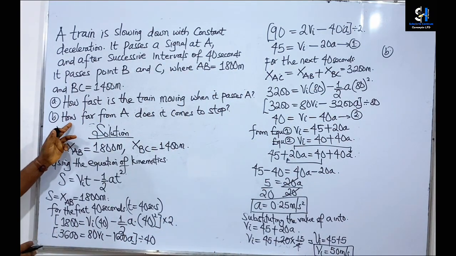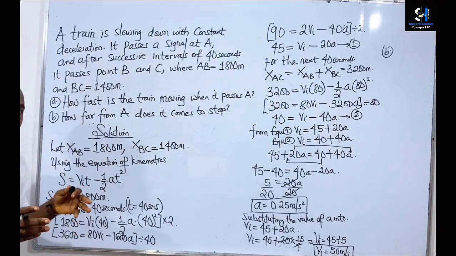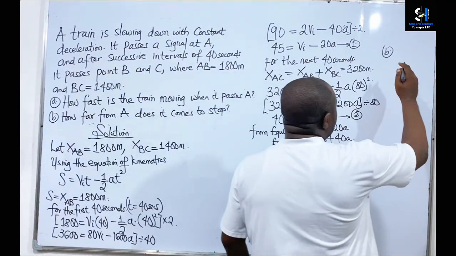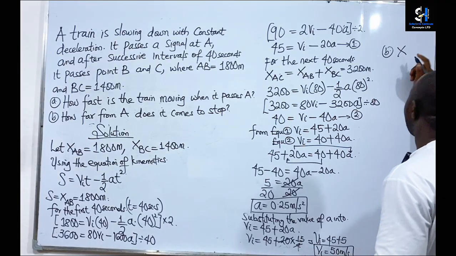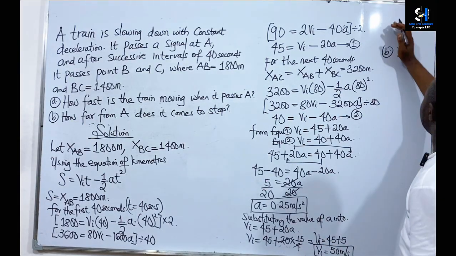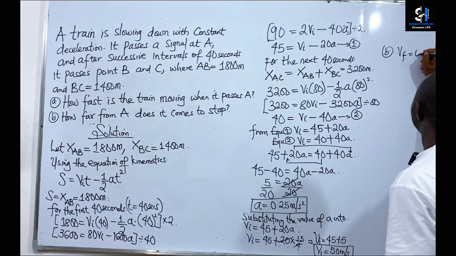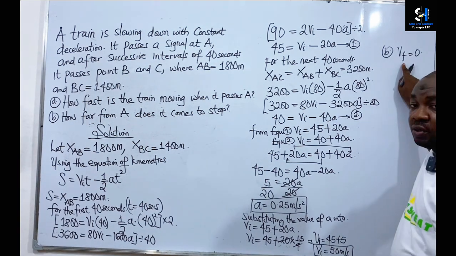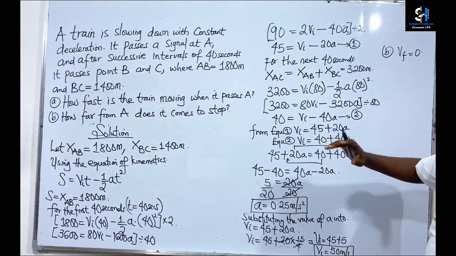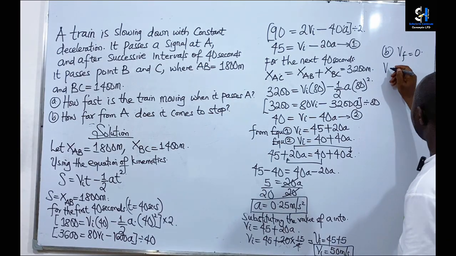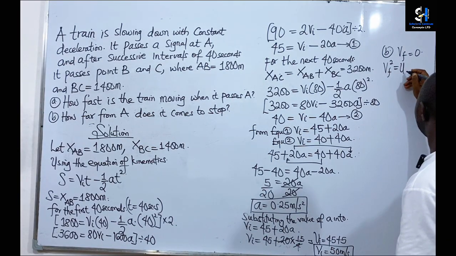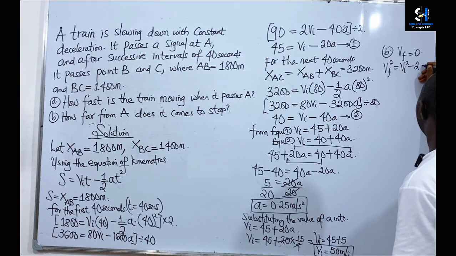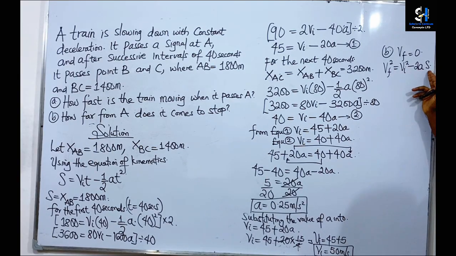Now, the second question. Our task here is to calculate how far from A it comes to stop. So to calculate distance, in this case the final velocity will be equal to 0. When the final velocity is 0, we use one of the equations of kinematics, which is final velocity squared equals initial velocity squared minus 2as, because we want to calculate how far from A it comes to stop.